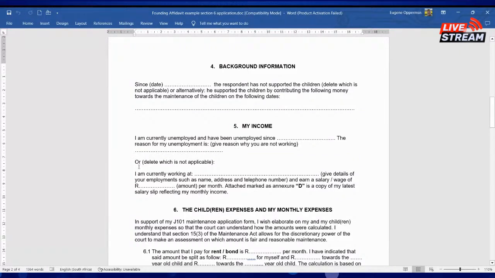What you could also add there, if you are working, then you just delete this portion, and you use the portion at the bottom where it says that you're currently working at so-and-so, and you give the address, the name and the telephone numbers of the company that you work for, and you annex, marked as Annexure D, your salary slip.